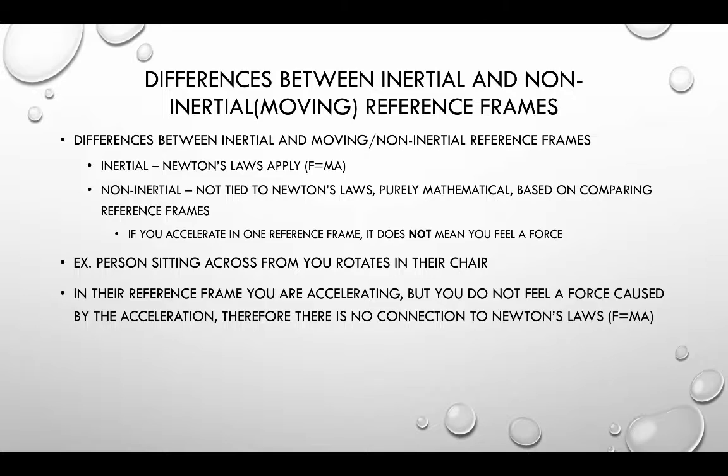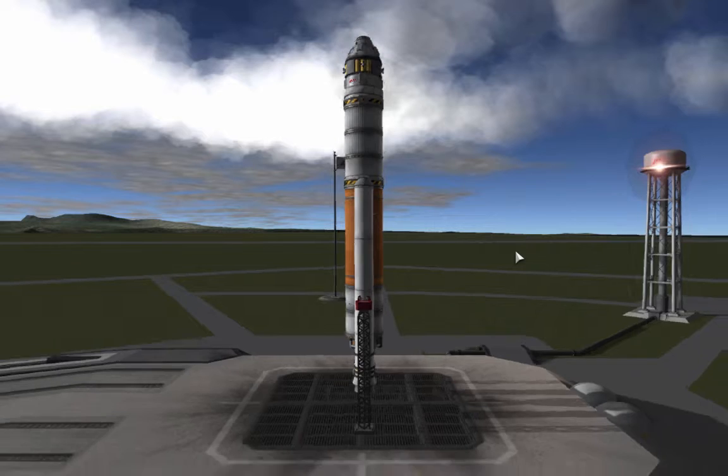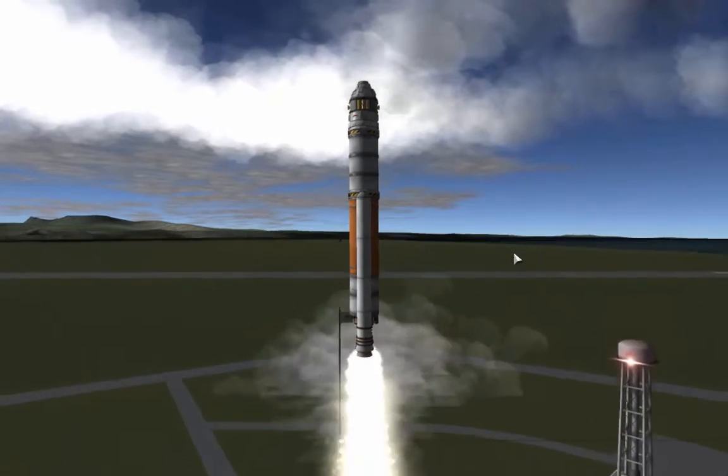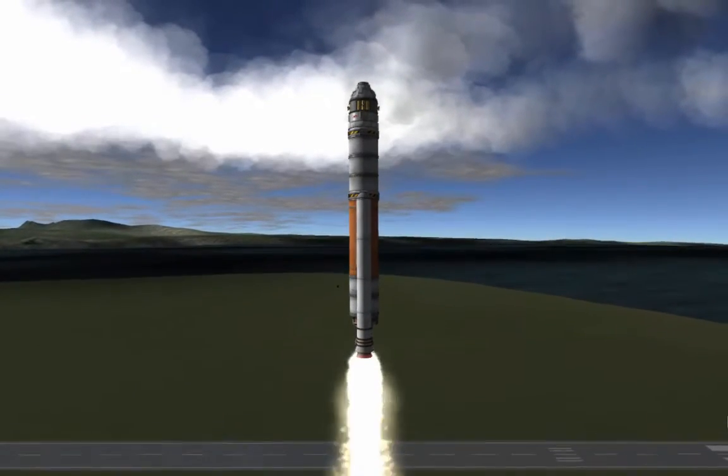For example, if I were sitting across from you and rotated 360 degrees in my chair, in my reference frame you would have accelerated and rotated around me. But you feel no such force caused by the acceleration, which proves that Newton's laws are not connected to non-inertial reference frames. Even though mathematical expressions can be found to describe our relative motion, our movement does not directly affect each other. A great game that really explains the differences in reference frames is Kerbal Space Program.